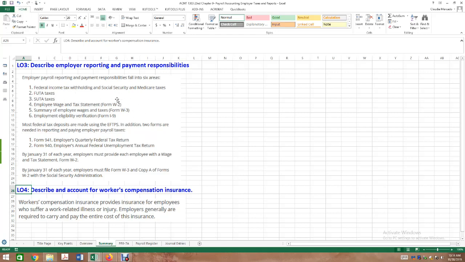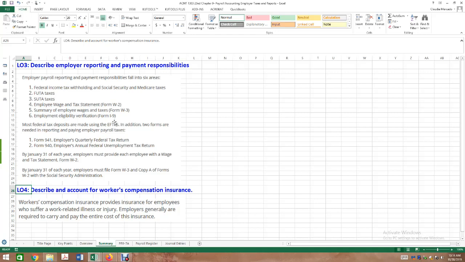So there's a lot of information in the textbook about that. Then we have a summary of employee wages and taxes. This is Form W3. And then we have the employment eligibility verification, Form I-9. This basically ensures that the people that are working for you are able to work for you. They have their social security number, they've got either visas or whatever the case might be, to ensure that they are eligible to work.